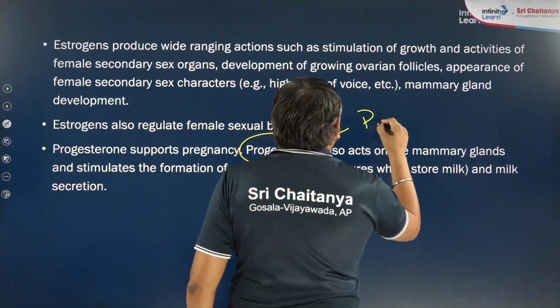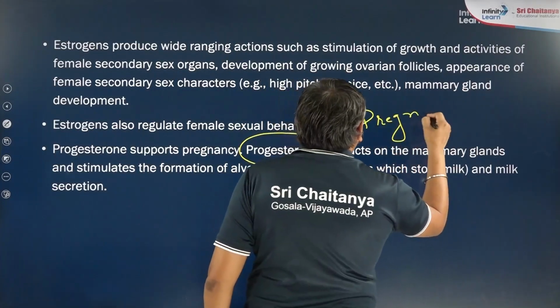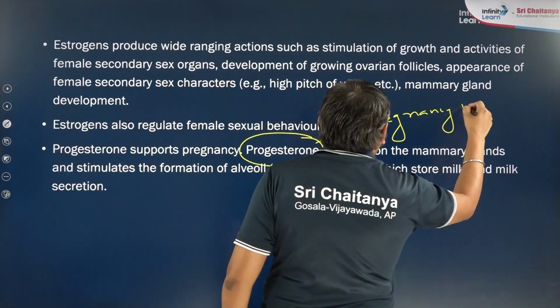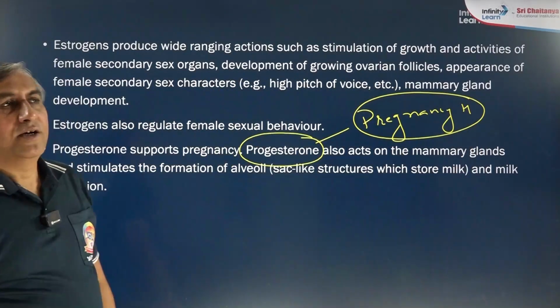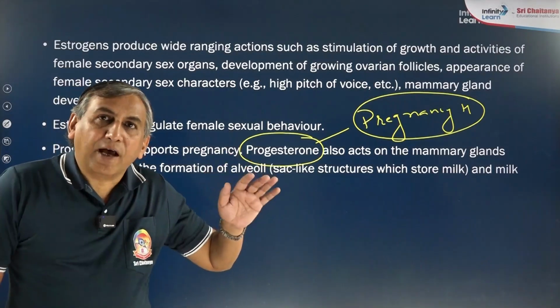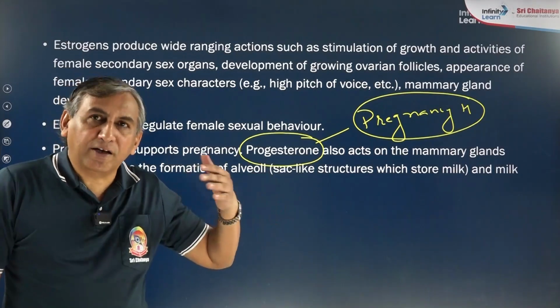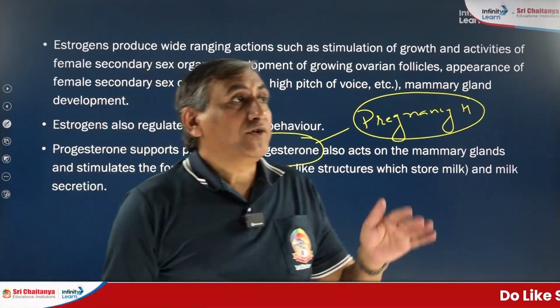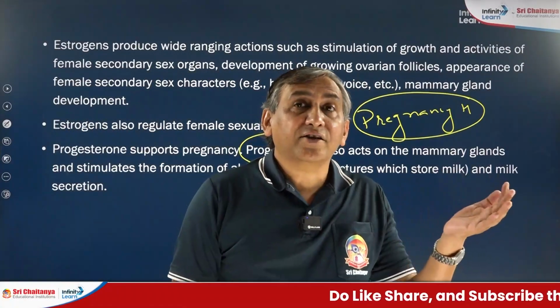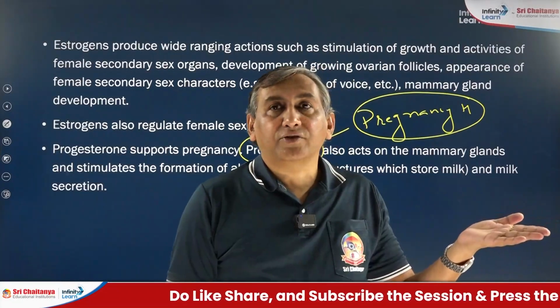Progesterone maintains the pregnancy. It is known as the pregnancy hormone. Sometimes at the time of pregnancy, there is less secretion of progesterone by females, so we give an artificial injection of progesterone to maintain the pregnancy.